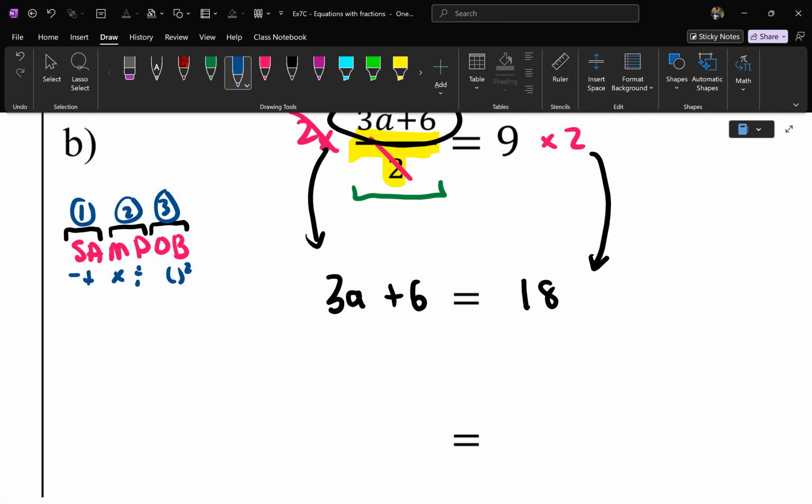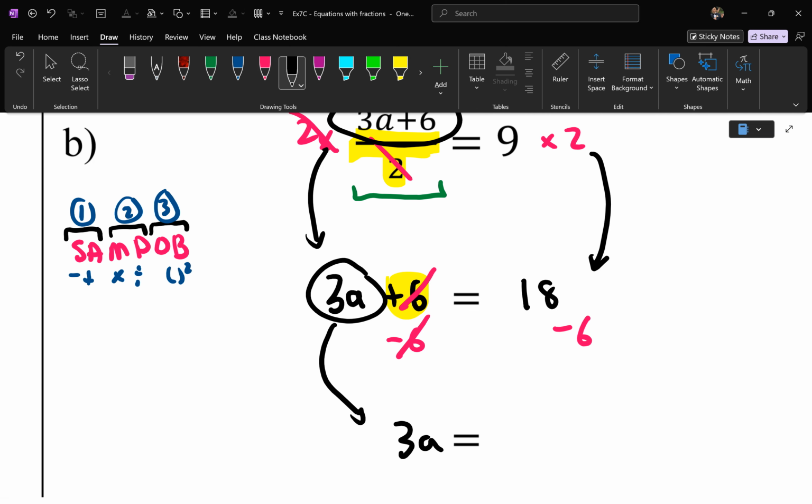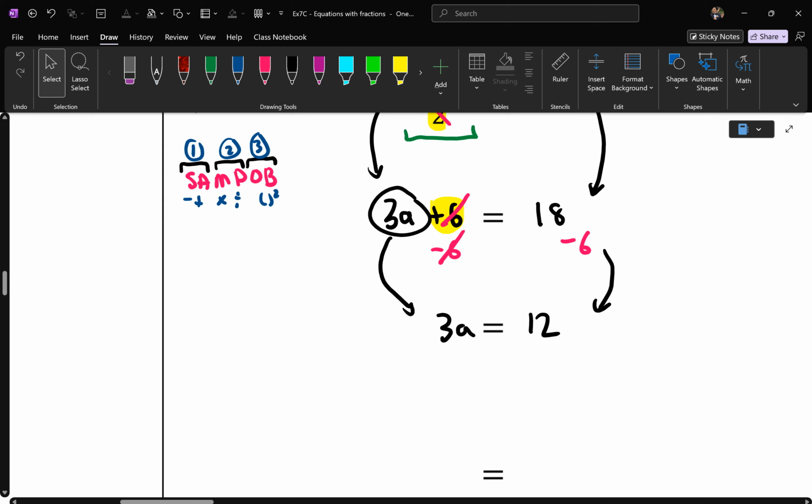So, do I currently see any addition or subtraction? Yes, there's a plus 6. How do you get rid of plus 6? Minus 6. So whatever you do to one side, you do to the other. So here we go. 6 take away 6 we know is 0, so it cancels out. What's left over? I have a 3a. 3a equals 18 take away 6, which is 12.